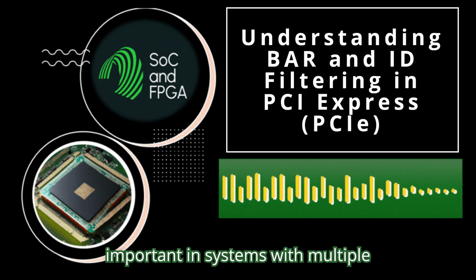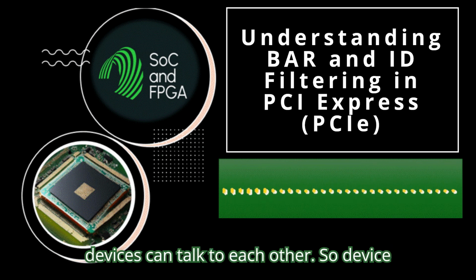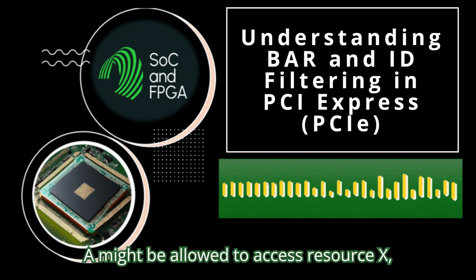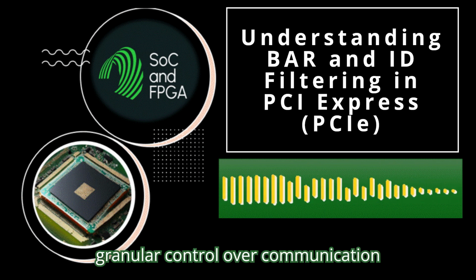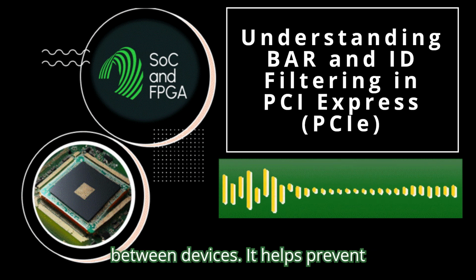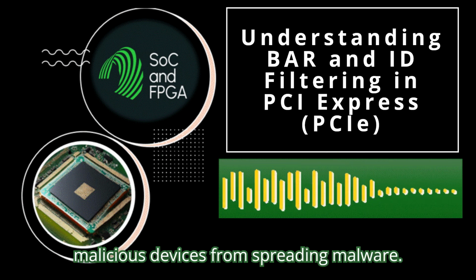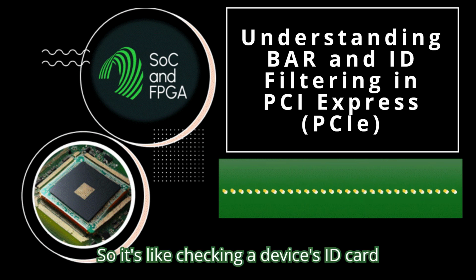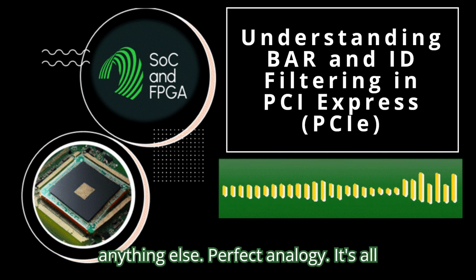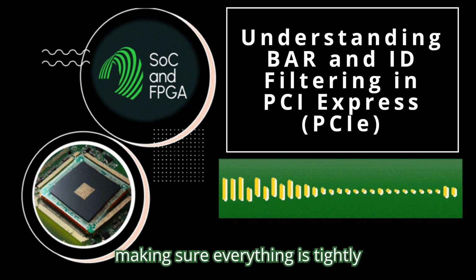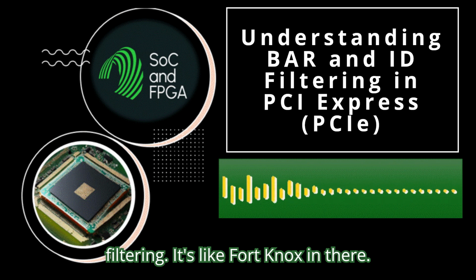Exactly. This is particularly important in systems with multiple devices because you want to control which devices can talk to each other. So device A might be allowed to access resource X, but device B is blocked. Exactly. You get granular control over communication between devices. It helps prevent unauthorized access and can even stop malicious devices from spreading malware. So it's like checking a device's ID card before allowing it to interact with anything else. Perfect analogy. It's all about adding layers of security and making sure everything is tightly controlled. Combining BAR and ID-based filtering, it's like Fort Knox in there.